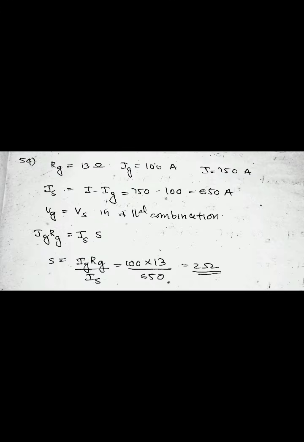So here Rg, that means resistance of galvanometer, is 13 ohm, and Ig is equal to 100 ampere and I is equal to 750 ampere. So Is, that is the current through shunt, is equal to I minus Ig, this is equal to 750 minus 100, this is equal to 650 ampere. Then for a parallel combination, we can write Vg is equal to Vs, that is Ig Rg is equal to Is S, that is S is equal to Ig Rg divided by Is, that is equal to 100 into 13 divided by 650, that is equal to 2 ohm.